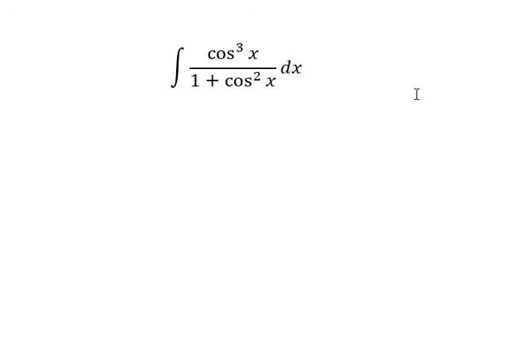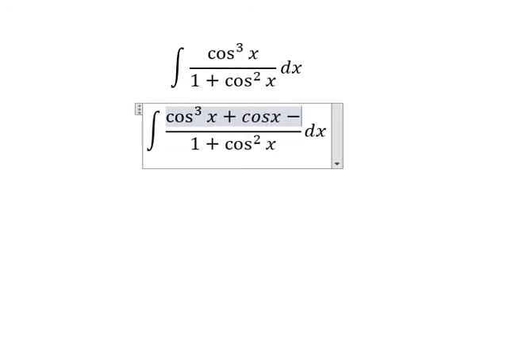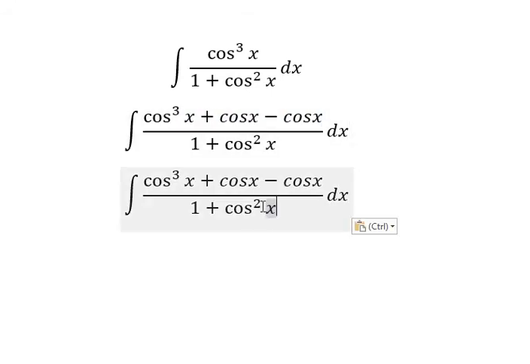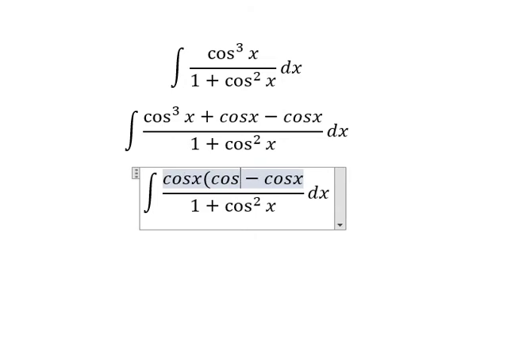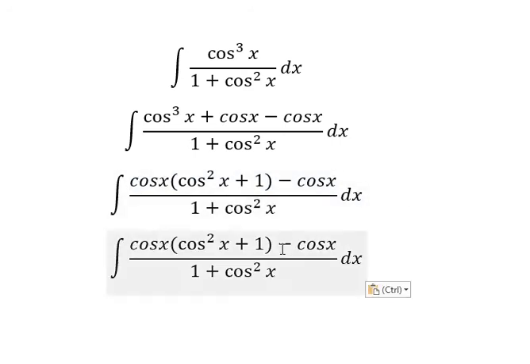So now I will show you how to answer. We need to add about cosine x. Later we need to subtract cosine x, because I want to create the factor divided by this one here. So cosine x and cosine x to the power of 3 we can write as cosine x multiplied by cosine x squared plus 1. This is about factorization. So this one divided by this one, we will have cosine x.